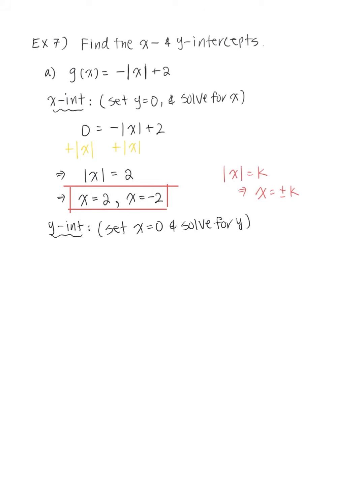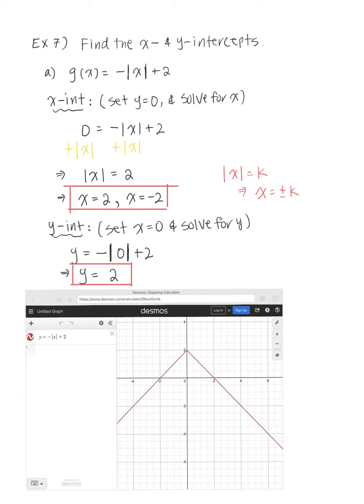Okay, so let's go. So here you're going to have y equals negative times the absolute value of 0, and then plus 2. Which means that y equals, now absolute value of 0 is 0, and negative 0 is just 0. So you're going to have 0 plus 2, which is just 2. Here's the graph of y equals negative absolute value of x plus 2.